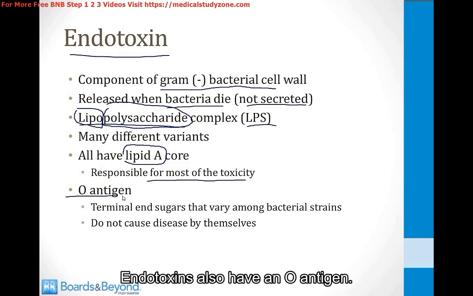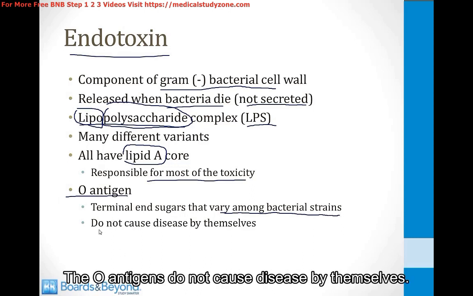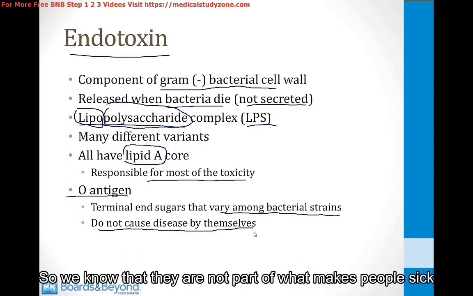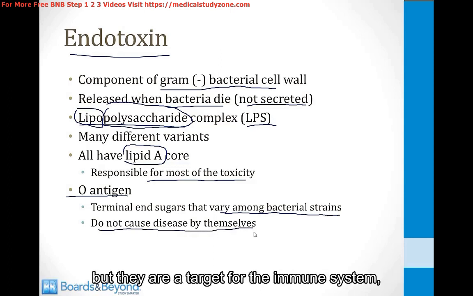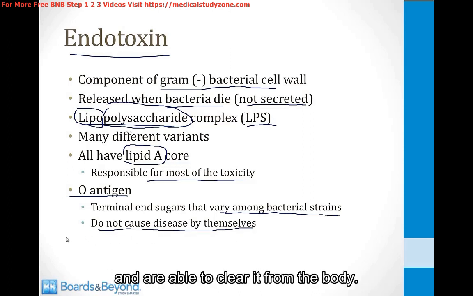Endotoxins also have an O antigen. This is on the end of the sugars, and it's different based on the bacterial strain you're talking about. The O antigens do not cause disease by themselves, so we know that they are not part of what makes people sick, but they are a target for the immune system, and they are part of the way that antibodies and other immune system cells target the endotoxin and are able to clear it from the body.